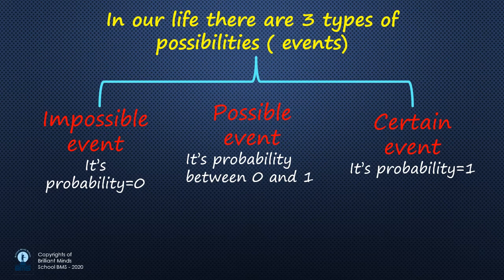So again, we have impossible, possible, certain. Impossible: it could never ever happen. Certain: something for sure. Possible: maybe yes, maybe no.